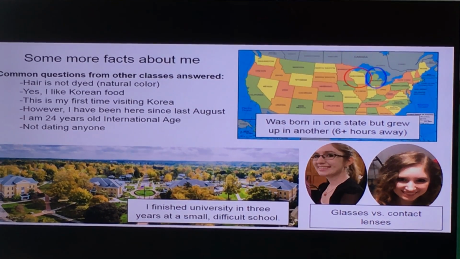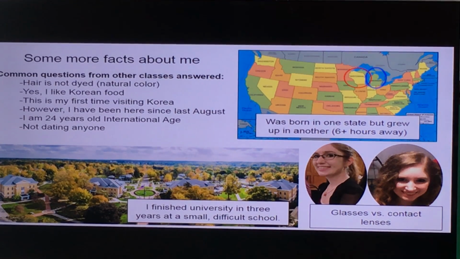I am 24 years old, international age, but by Korean age, I would be 25. And I'm not dating anyone. A lot of students like to ask if I have a boyfriend. I don't. I also was born in Michigan, which is the state with the blue circle around it, but I grew up in Wisconsin, 6 hours away.